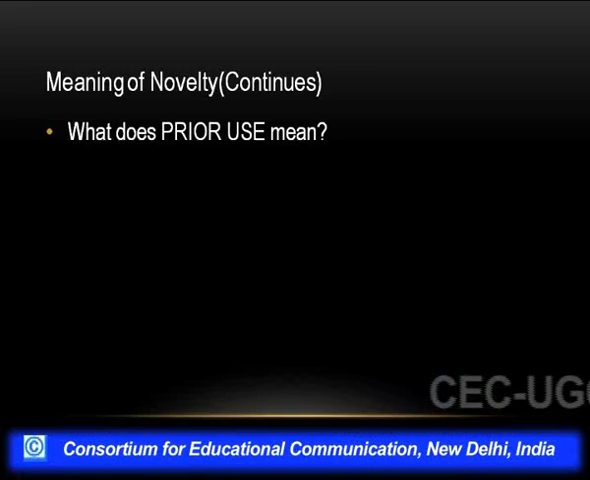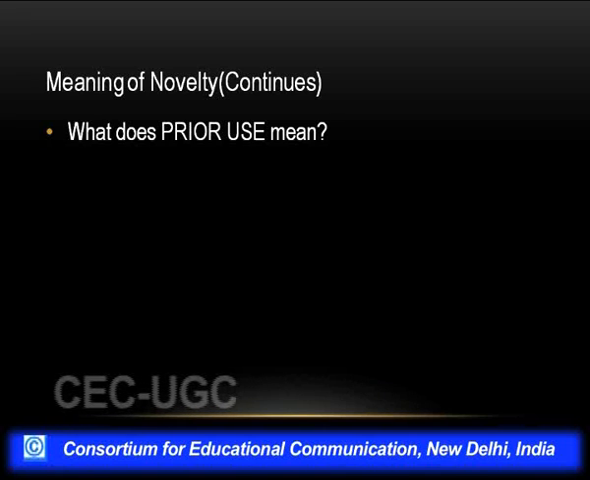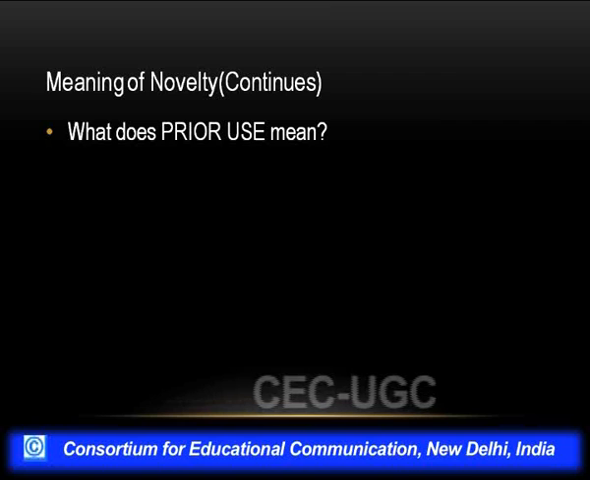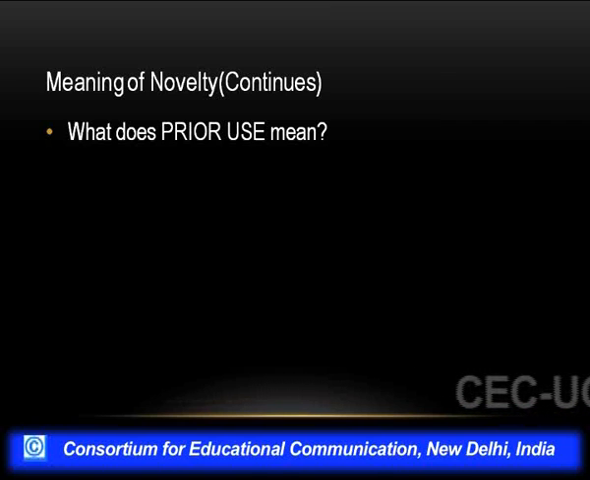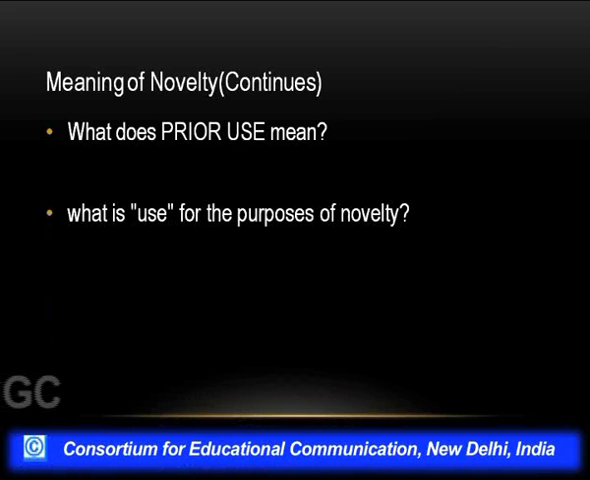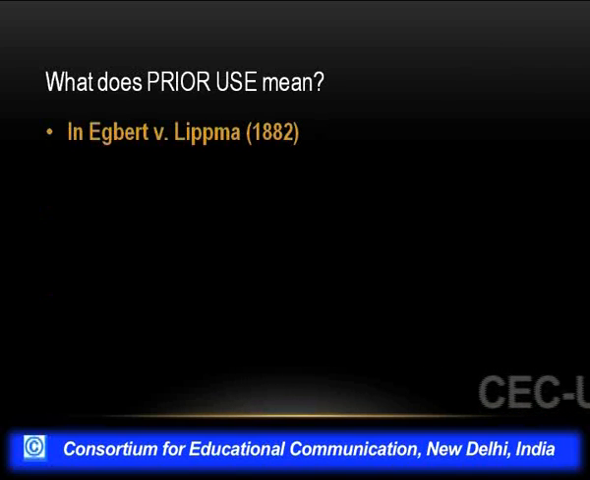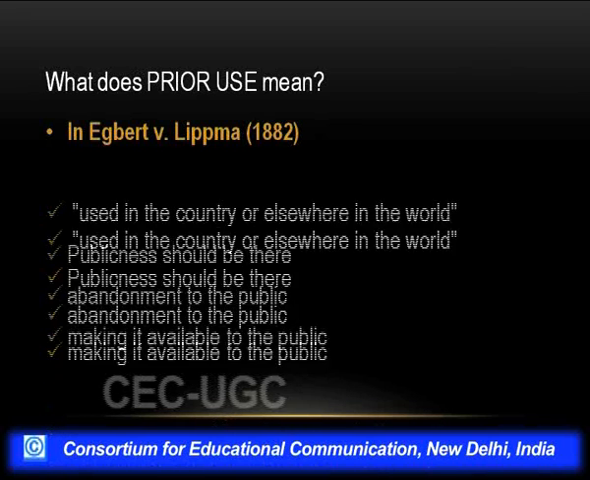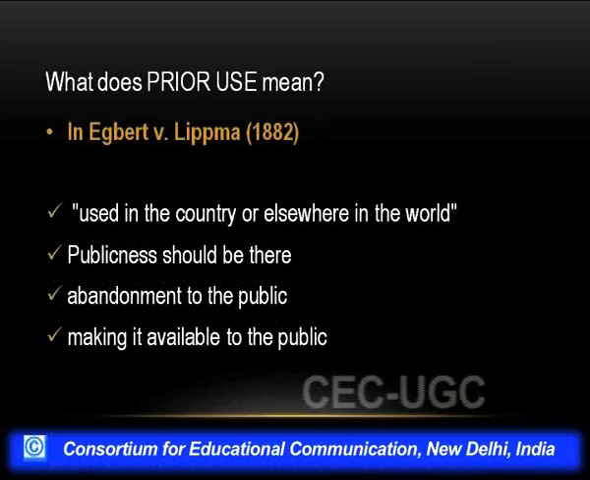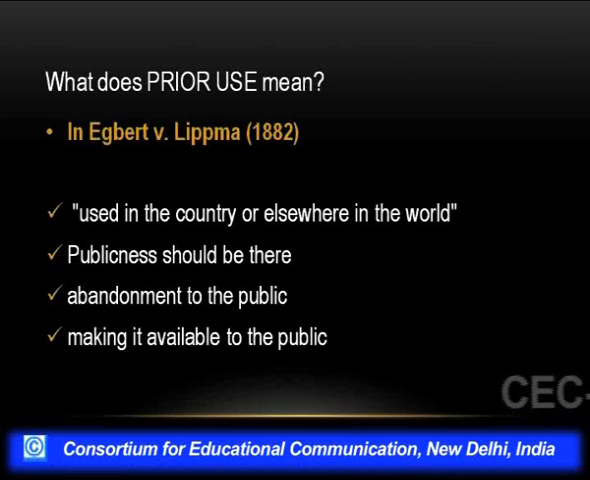Further, we will have to see what prior use means. Section 2(1)(l) provides us four elements to be negated. One, anticipation by publication, and the second is prior use. What does prior use mean? Friends, we will see its meaning, purposes, and some examples to understand it. When it comes to prior use, in Egbert versus Lippmann in 1882, the court held that prior use means used in the country or elsewhere in the world.